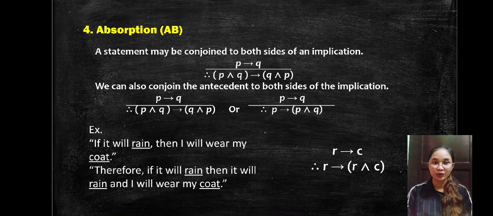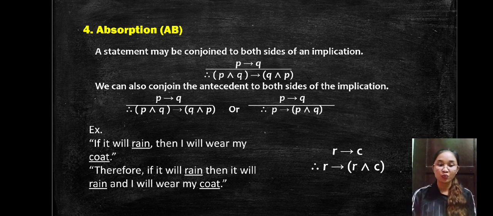Next is absorption. It is normally shortened as AB. A statement may be conjoined to both sides of an implication. So, if I have P, then Q, therefore, P, then P and Q. And also, we can conjoin the antecedent to both sides of the implication. If I have P, then Q, therefore, P and Q, then Q and P. Or, if I have P, then Q, therefore, P, then P and Q.